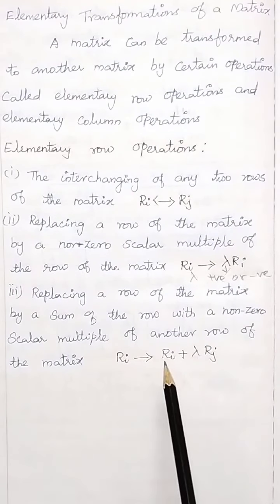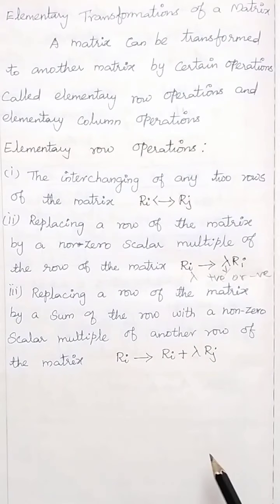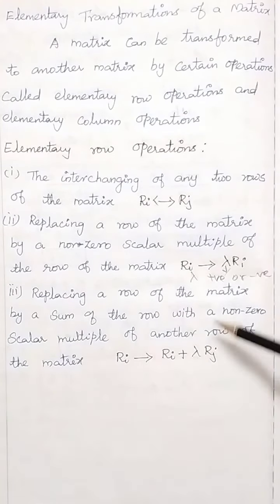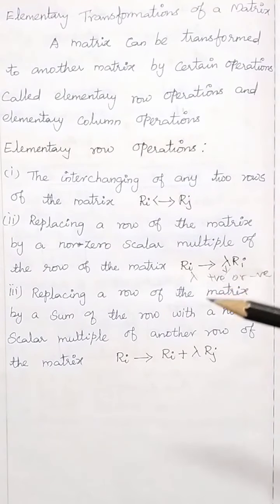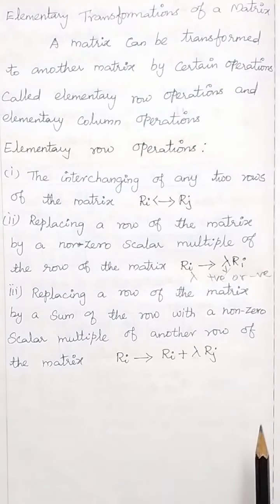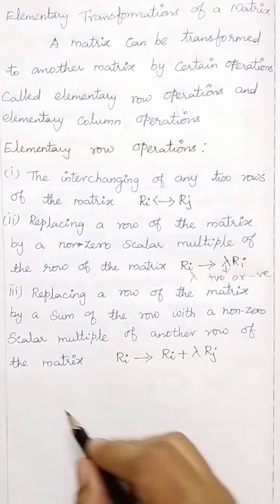Suppose we are using column elements, that is called elementary column operations. Elementary column operations are nothing but the same three operations, but we are going to use column elements. Okay, students, do you understand? Right. Now I shall explain elementary row operations with an example.